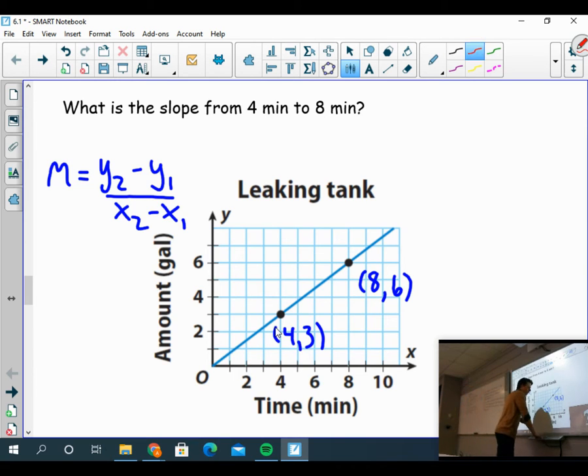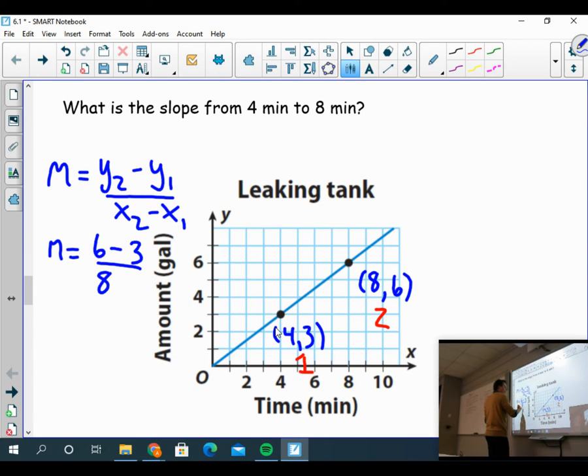It doesn't matter which one you label which. Maybe we label this as point 1 and this one as point 2. And then we say, okay, my y value in my second point is 6. My y value in my first point is 3. My x value in my second point is 8, and my x value in my first point is 4. I can simplify this down, and I get 3 over 4. Okay, 3 over 4 being the slope.